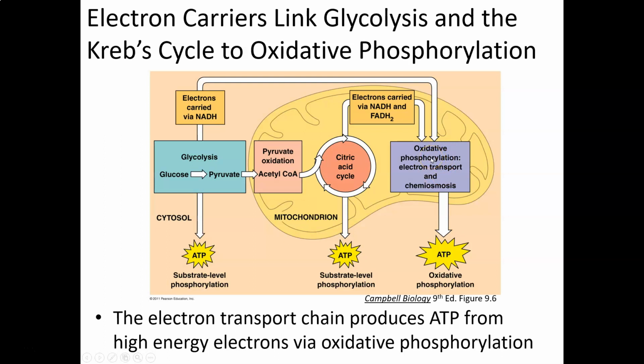Okay, a bad analogy would be like a casino where you use chips, right? So if you've ever been to Las Vegas or other casinos where you have chips and then you turn the chips in for cash, right? That's basically what the electron transport chain is. It's like the cashier's cage, okay?